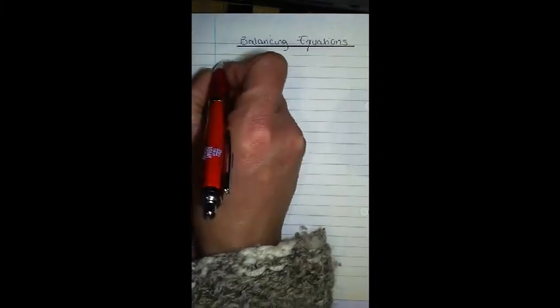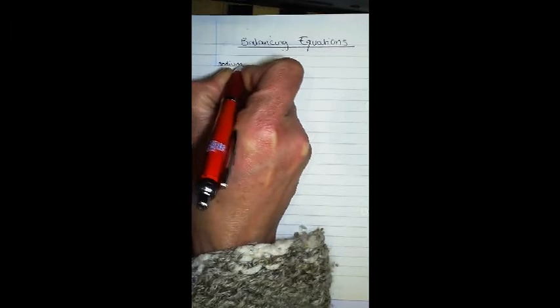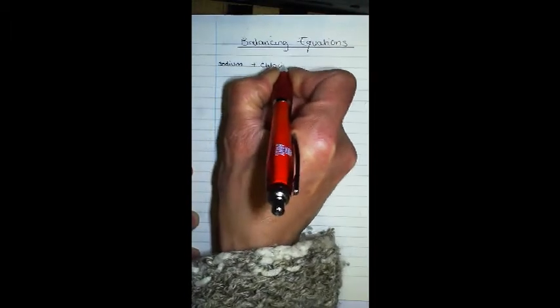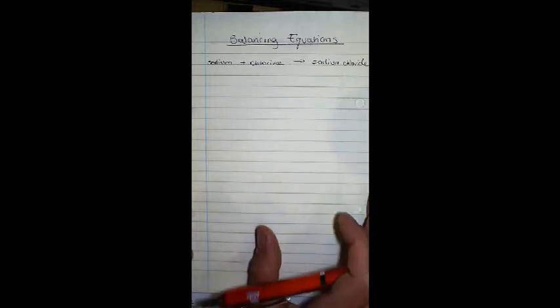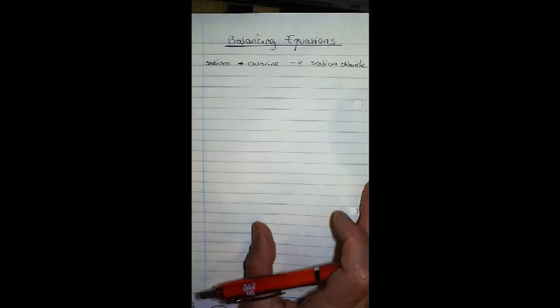So the first thing to think about when we're thinking about balancing equations is the equation that we've got to balance. I'm going to use a simple example where I have sodium reacting with chlorine, and when those two things react together, they form for us sodium chloride. So that is a word equation, all right? A word equation is absolutely fine, but a word equation is not something that we actually are able to balance. So we need to think about turning this into a symbol equation and then balancing it.